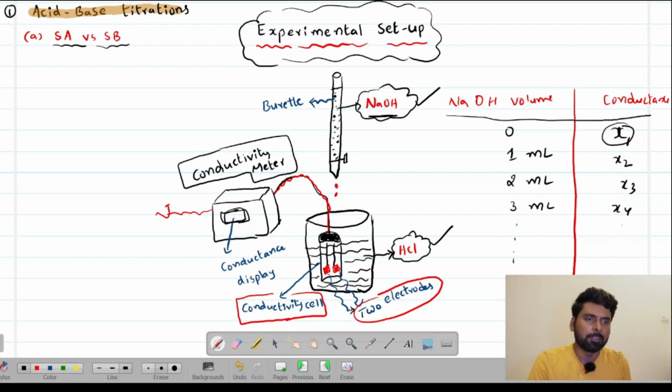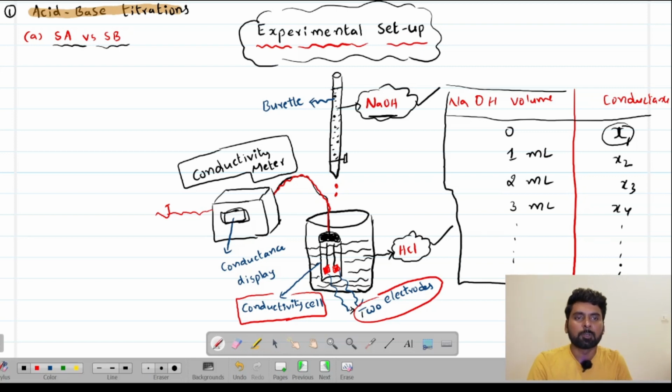Like that people keep on doing this up to a certain volume, for example 50 ml, and they will get the conductance values. Those who have an idea about the graphs of conductometric titration will definitely know where to stop. It need not always be up to 50 ml; you will come to know where to stop. But remember that throughout this titration, the solution in your beaker will not change its color, because you didn't add any indicator. But how can we get the endpoint in this titration?